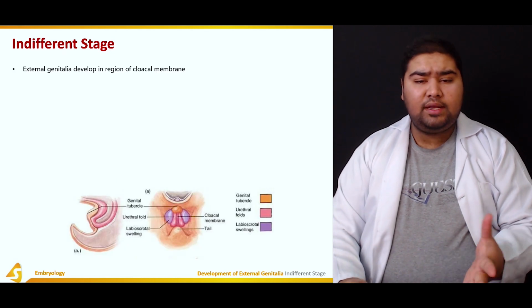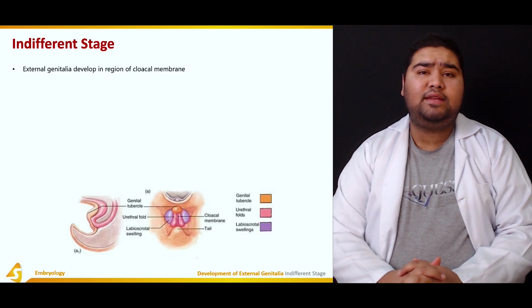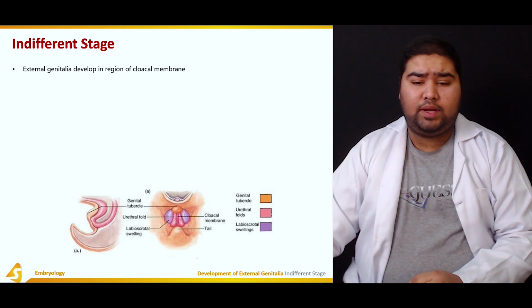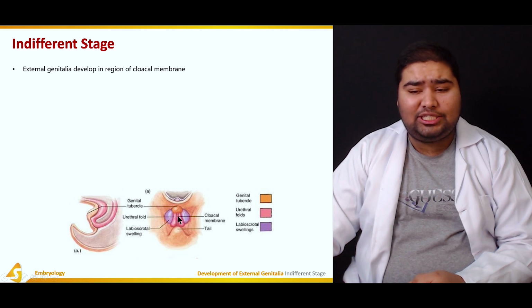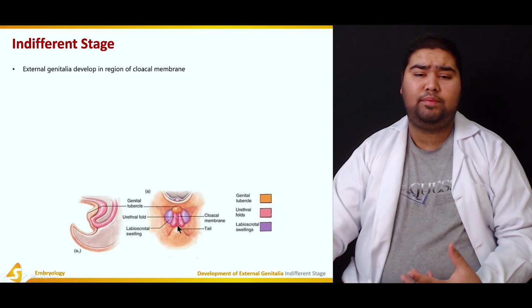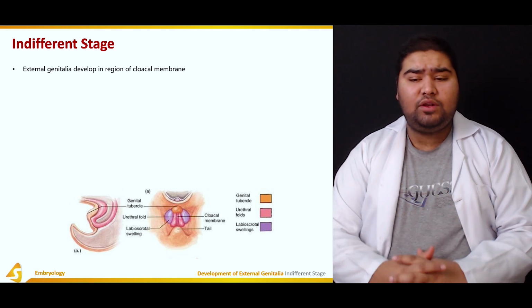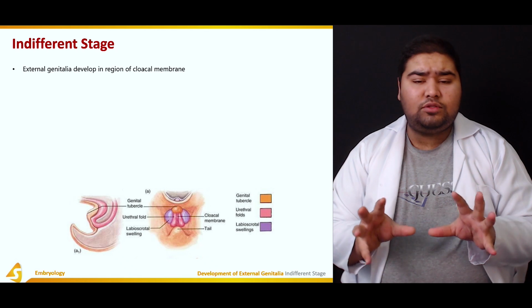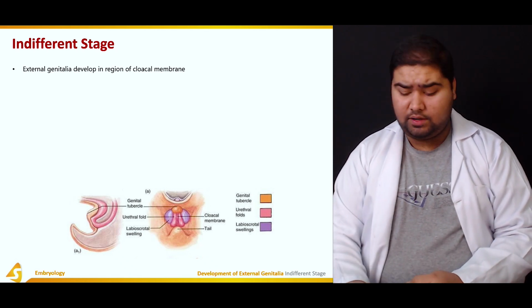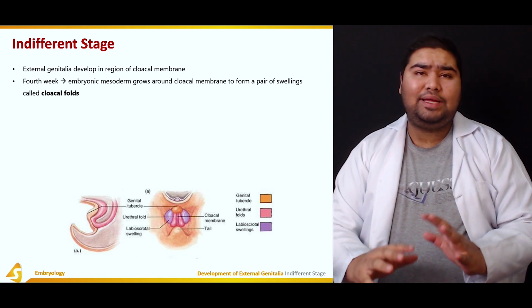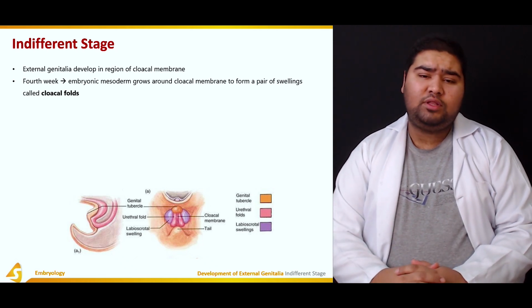So in the indifferent stage, the external genitalia develop in the region of the cloacal membrane. Let's refer to the figure here. In the midline, this thick pink section is the cloacal membrane. This is the region that is being occupied by the indifferent gonad. It's about the 4th week of development for the embryo.